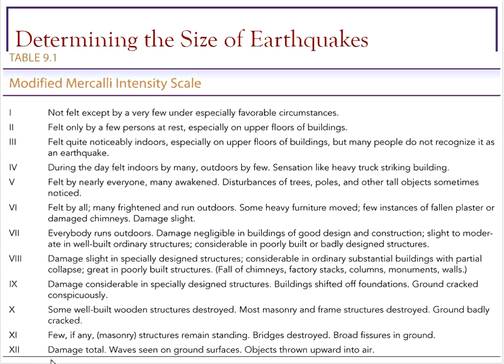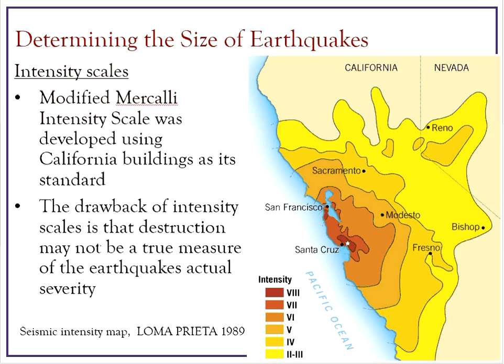And actually the waves are going to be seen on the ground surface like a wheat field or like a sea surface. The waves are going to be actually moving the surface of the earth. And likely human beings will lose their sense of horizontality. By looking at intensity scales, we can create intensity maps.